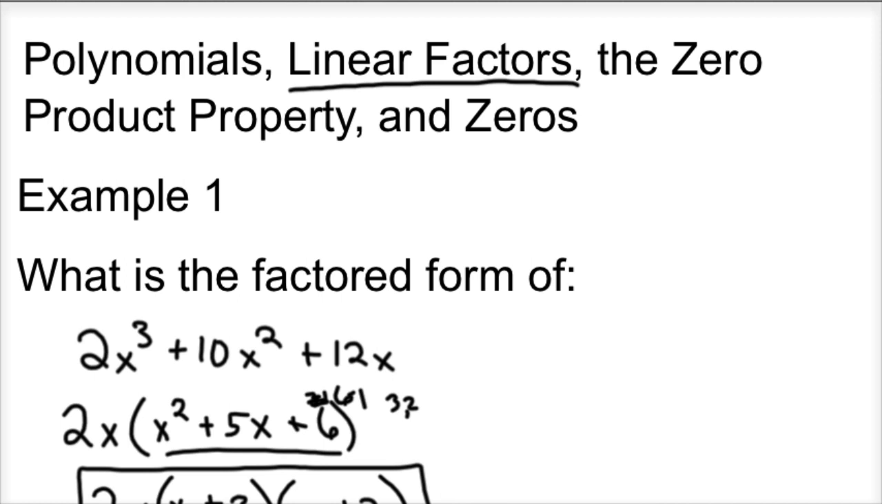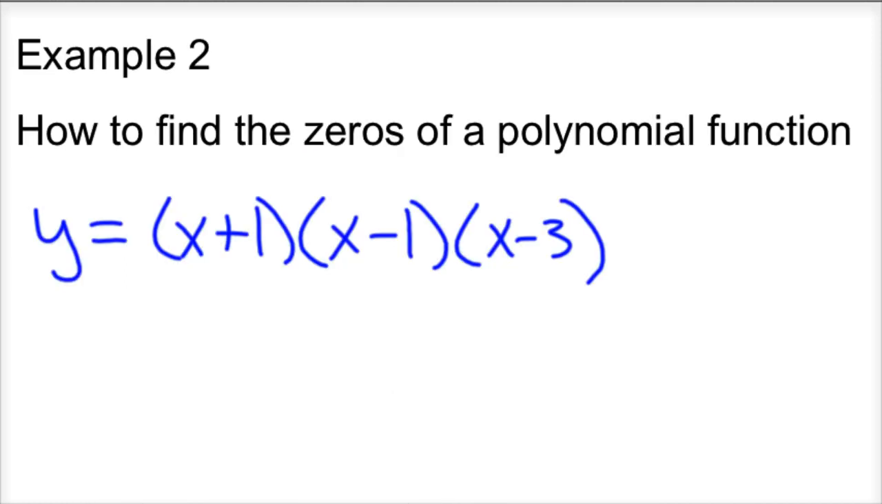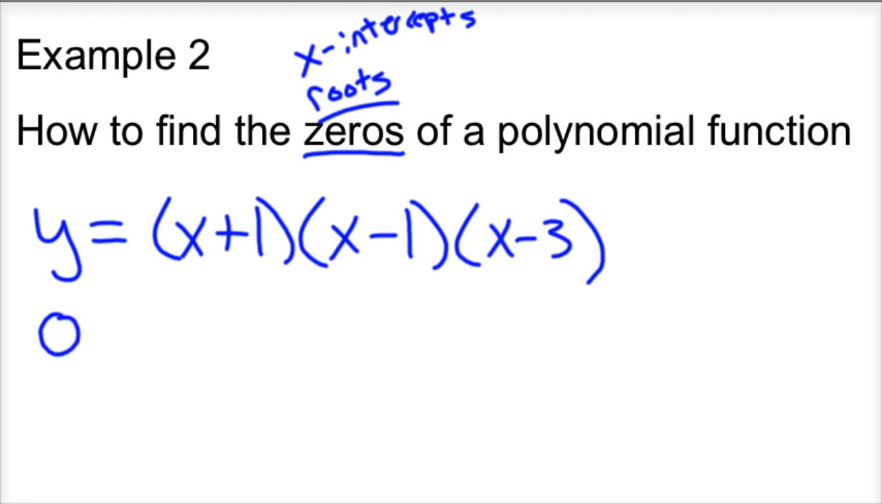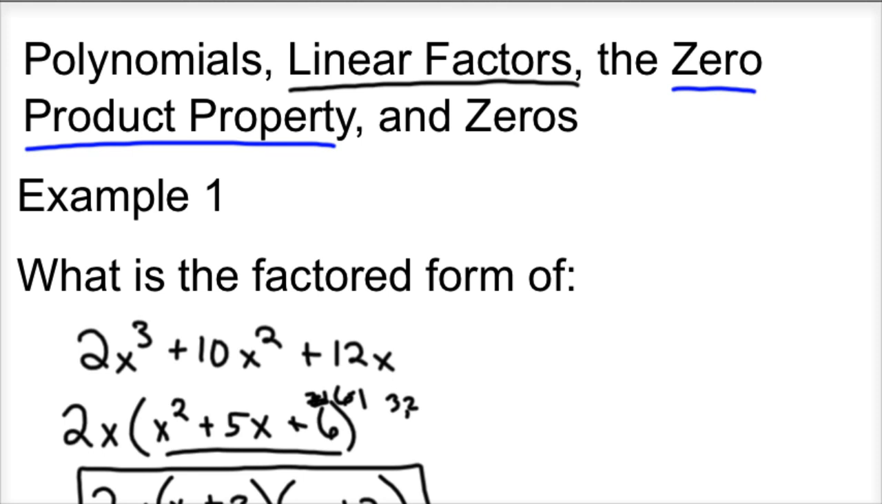So we're going to use the zero product property to find the roots or the zeros of this. I use the words roots and zeros interchangeably. In this case, they're also the x-intercepts when we graph this. So all three of those words could be used interchangeably. And so what we'd have here is x plus 1, x minus 1, x minus 3. We want to know what the x-intercepts are, so we're going to let y equal 0.